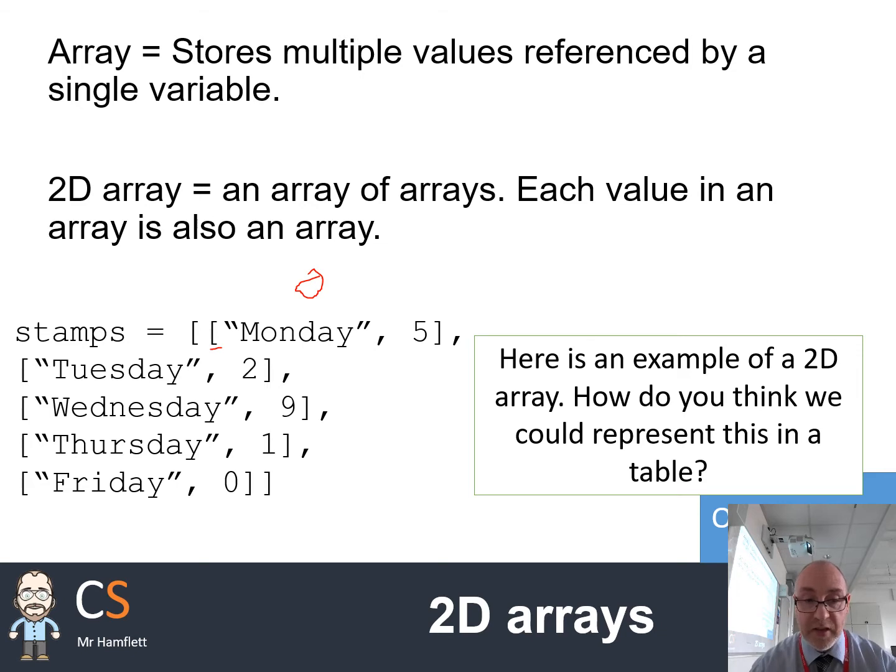Then in the next index, index 1, we've got Tuesday and 2. In index 2, we've got Wednesday and 9. So each item in the array is itself another array. That's a 2D array. We think of 2D arrays like a table.